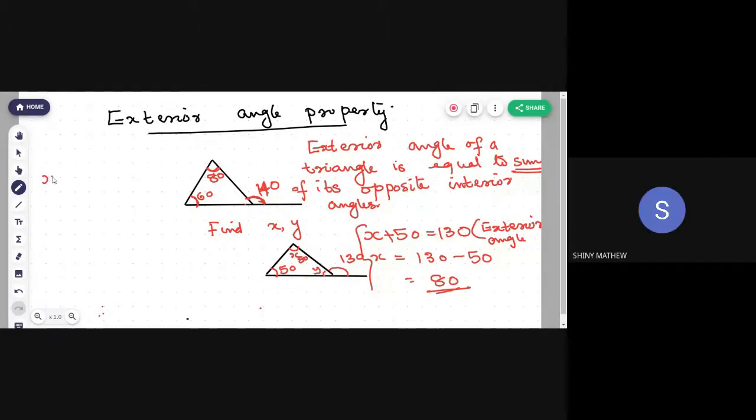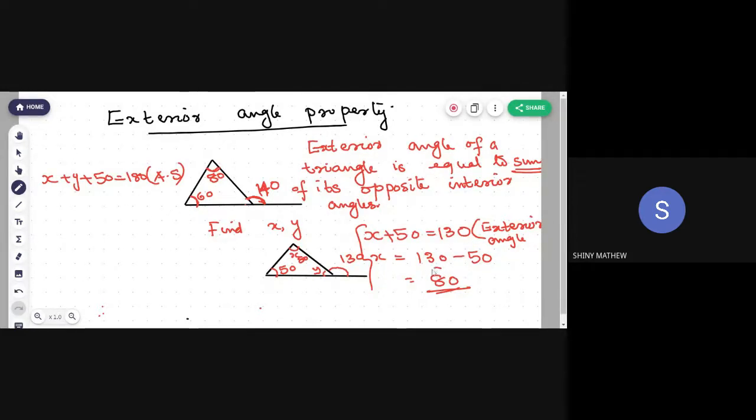Okay, so we can write x plus y plus 50, that is equal to 180 by angle sum property. Okay, x plus y plus 50 is 180. ഈ മൂന്ന് ആംഗിളും കൂടെ ആഡ് ചെയ്താൽ 180 വരും. ആംഗിൾ സം പ്രോപ്പർട്ടി രണ്ട് പ്രോപ്പർട്ടിയാണ് നമ്മൾ പഠിച്ചത്. സോ ദാറ്റ് ഈസ് ആംഗിൾ സം പ്രോപ്പർട്ടി.